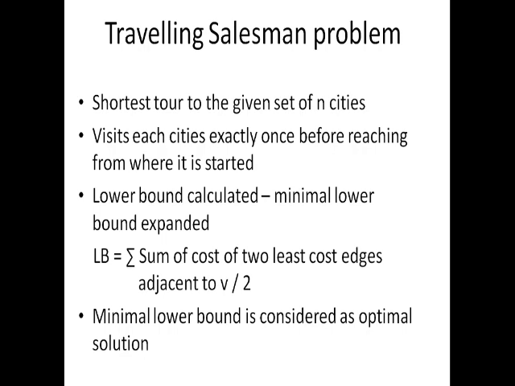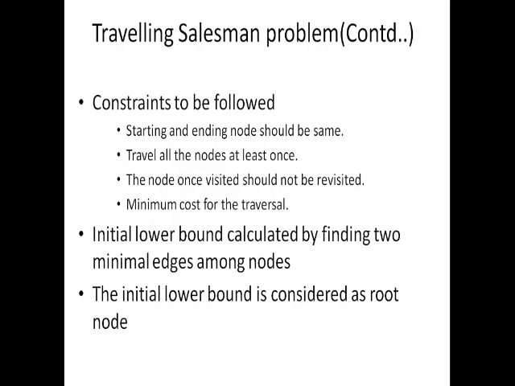Next, the minimal lower bound is considered the optimal solution. Constraints to be followed: the starting and ending node should be the same, all nodes should be traveled at least once, and a node once visited should not be revisited. And after calculating everything, we have to find the minimal cost of traversal.